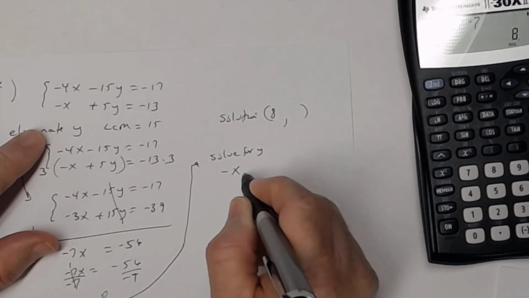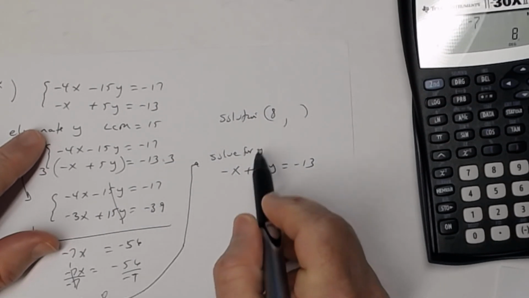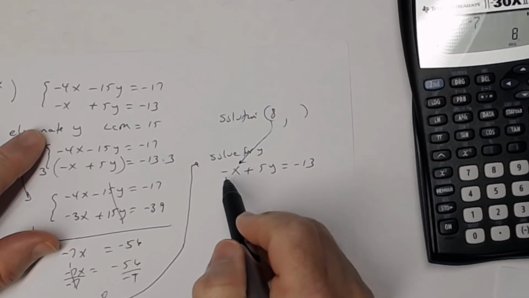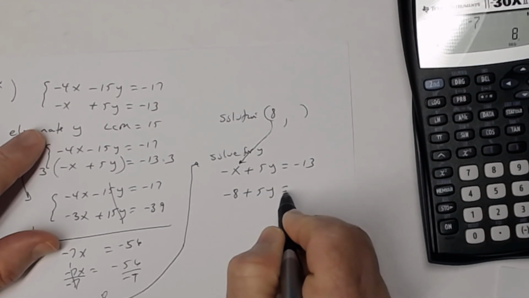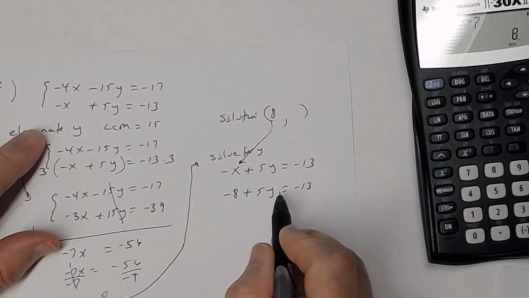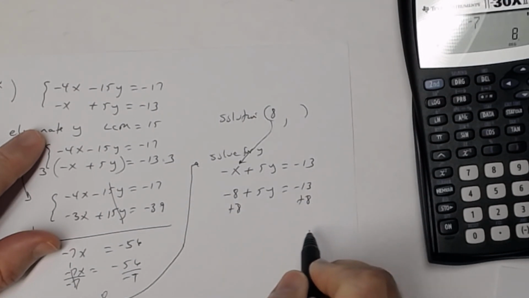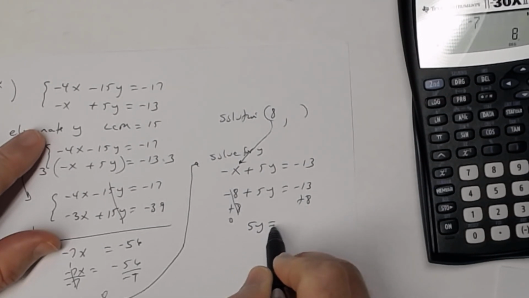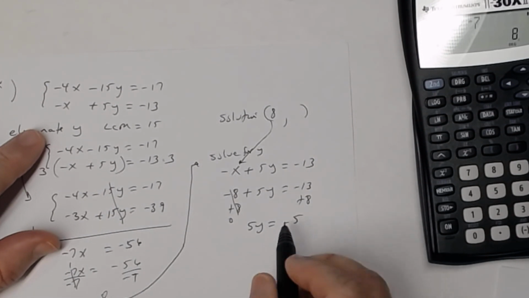So we're going to have negative x plus 5y equal negative 13. So in place of x, I'm going to substitute 8. So this becomes negative 8 plus 5y equal negative 13. So to solve for y, I first of all have to get rid of this negative 8. So I'm going to add 8 to both sides. Negative 8 plus 8, 0. 0 plus 5y is 5y equal. Negative 13 plus 8 is a negative 5.